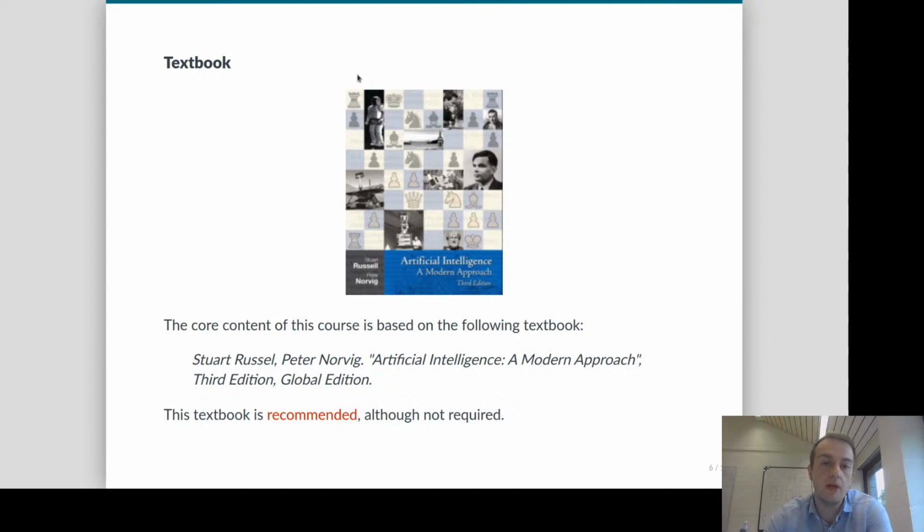Also, this book includes exercises, many of which are very similar to the kind of exercises we'll solve together during the exercise sessions, or that you will have to solve during the exam. So this is also a good source to consult when you want to have more exercises.